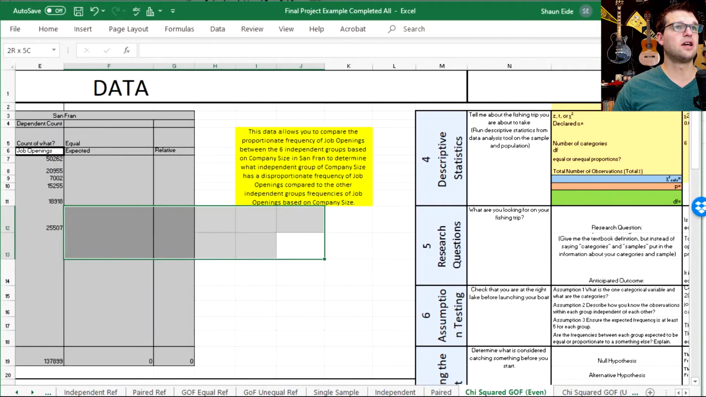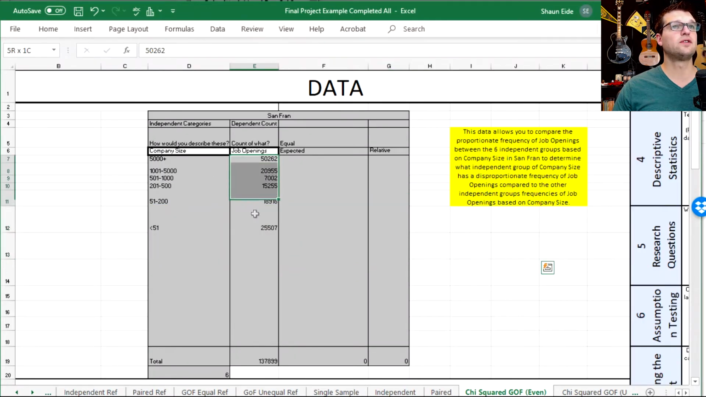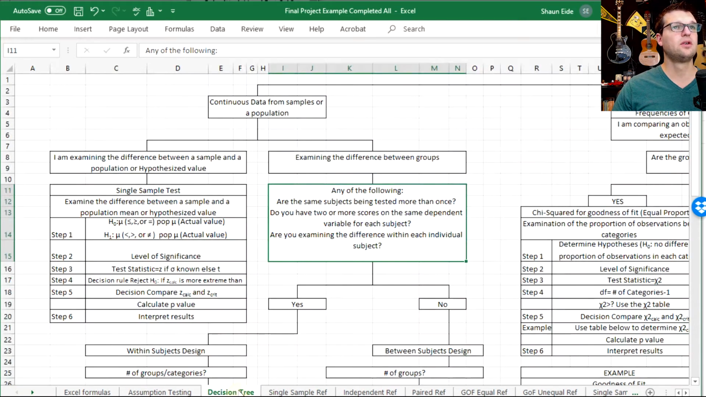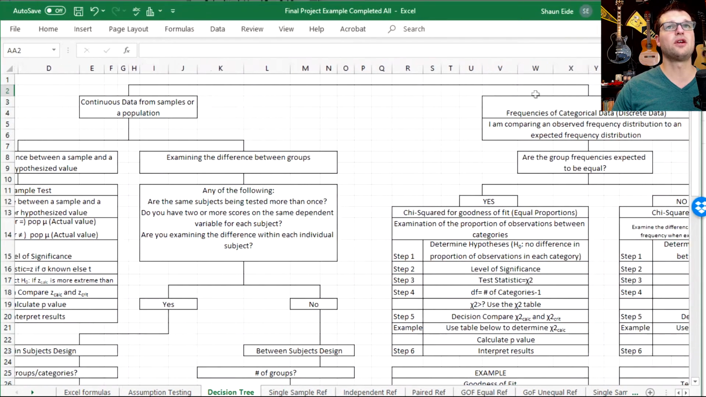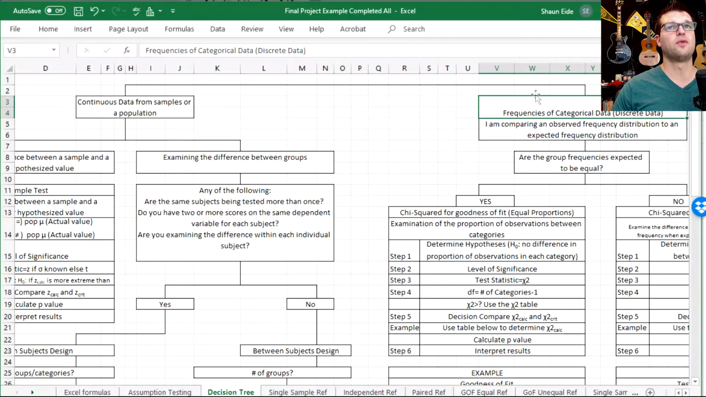So right away, I can tell you, because we're examining differences in counts between categories, we are able to go to the decision tree. And we can say, okay, what are we dealing with? Are we dealing with continuous data from samples or a population, or frequencies of categorical data? We're definitely dealing with frequencies of categorical data. And then I'm comparing observed frequencies to an expected frequency distribution. Are they expected to be equal?